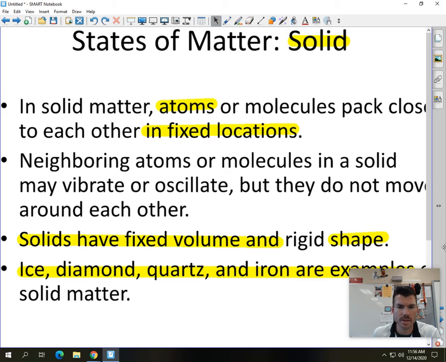Here are your notes about a solid. In a solid, the atoms are in a fixed location, and that's why we draw the picture the way we do, where they're all kind of stuck together. They have a fixed volume and shape. Whatever the shape and volume of your solid is, it's not going to change. Some examples of solids would be things like ice, diamond, quartz, and iron. These are all good examples of things that are solid, and they're the shape that they are.